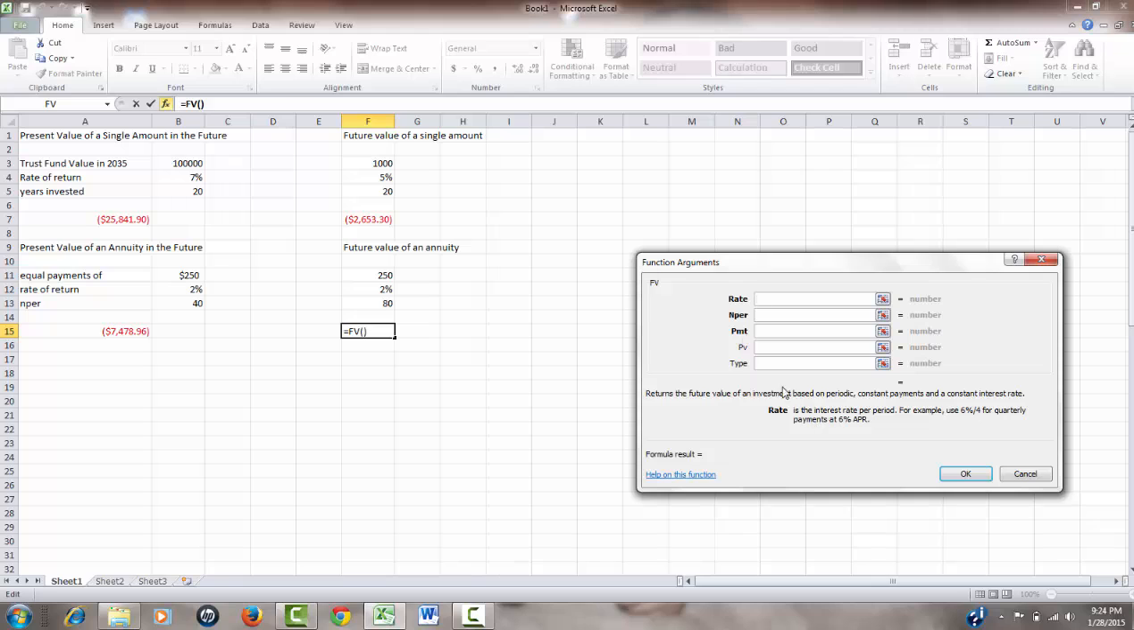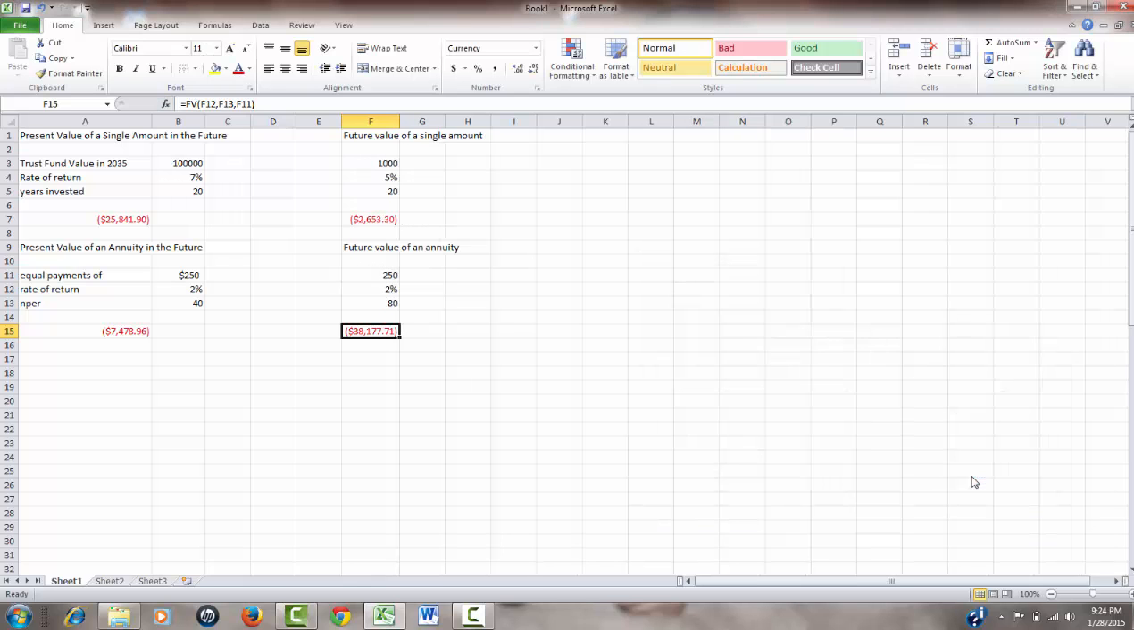Okay, I had it for 20 years. My rate, I click on that cell. My NPER, I've already got it figured, I click on that cell. And I am doing a payment, not a present value this time. My payment is going to be the $250. So if I put $250 away for the next 20 years at a 6% interest rate, you're going to have $38,177.71 at the end of that time period.